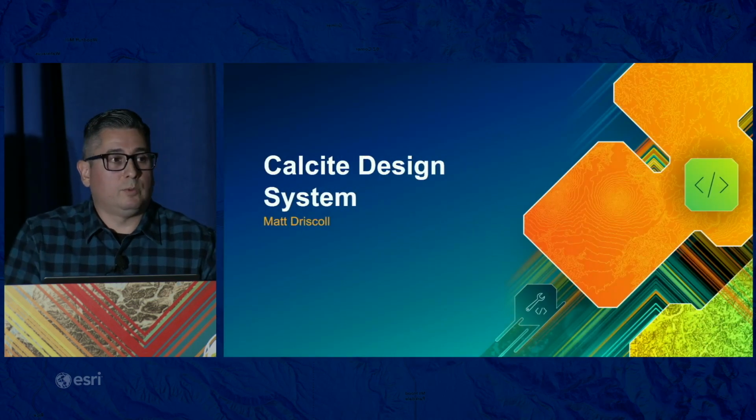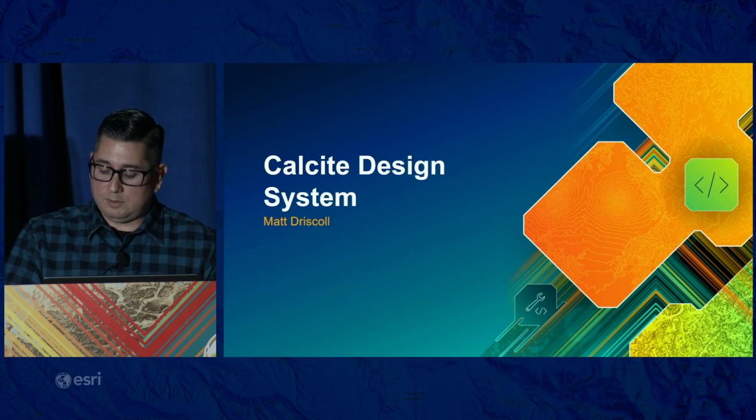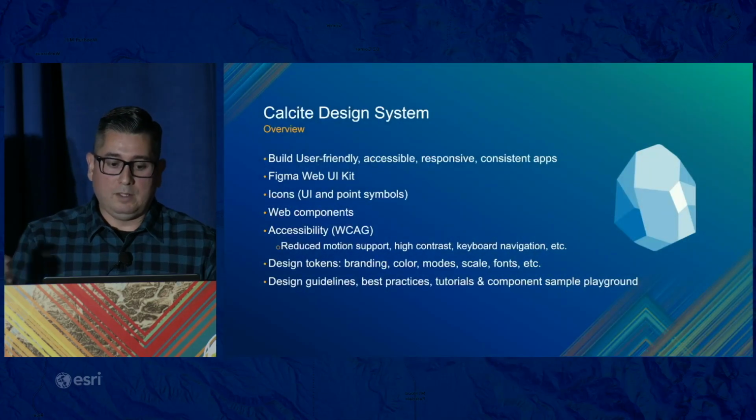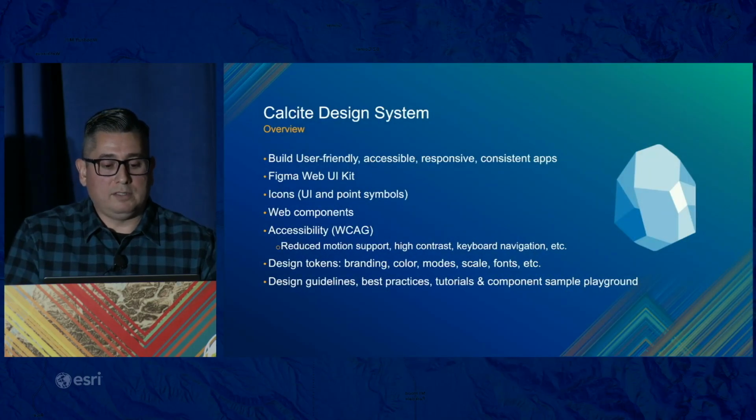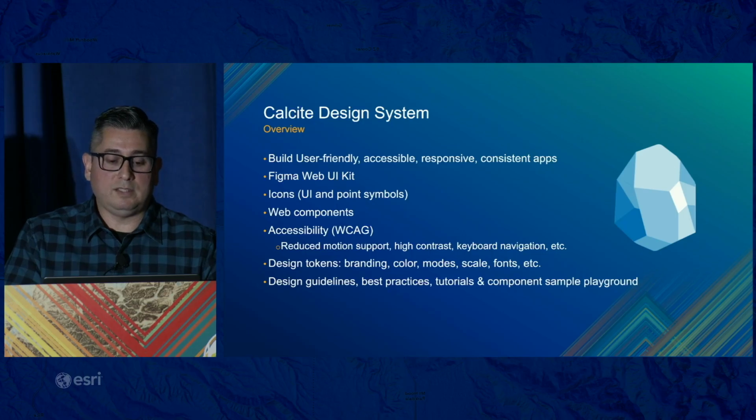So first, I just want to give a quick overview of the Calcite Design System. The point of the Calcite Design System is to help you build user-friendly, accessible, responsive, and consistent applications. And in order to do that, we provide a Figma web UI kit, so you can have access to all the designs of the components in their design state. We also provide a library of icons, both user interface and point symbols for a map, and there's hundreds of these icons that you can use to build your application.